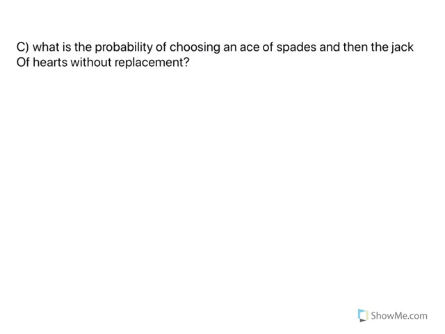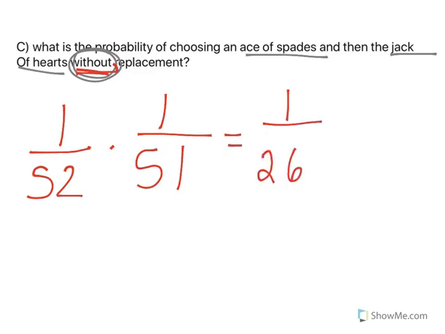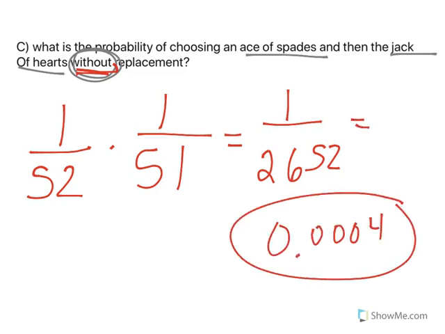What about the probability of choosing an ace of spades and then a jack of hearts without replacement? So the ace of spades, there's only 1 ace of spades out of the 52 cards. And then the jack of hearts, there's 1 of them. Remember, without replacement. That means I took that ace of spades out and I did not put it back in. So I'm down to 51 cards. Therefore, my multiplication yields 1 over 2,652, or as a decimal, we're at 4 10,000ths. So a very small probability of you being able to choose an ace of spades and then a jack of hearts without replacement.